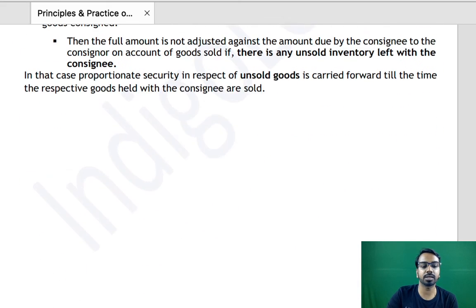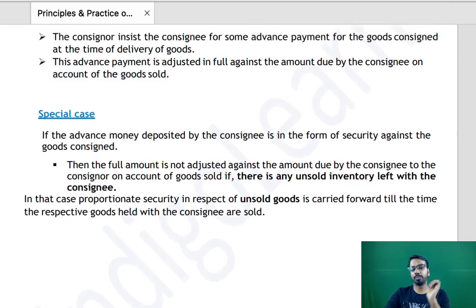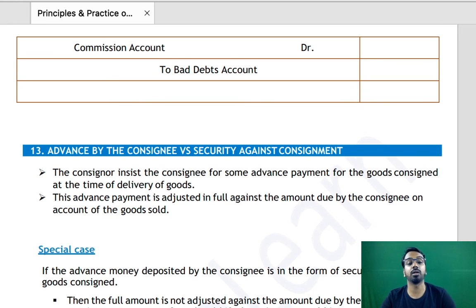Right, this covers special transactions. Briefly, I have tried to summarize all the accounting related entries and some special points that you need to keep in mind when we are doing this special transaction accounting. Just understand the entry and try to understand the logic behind that.